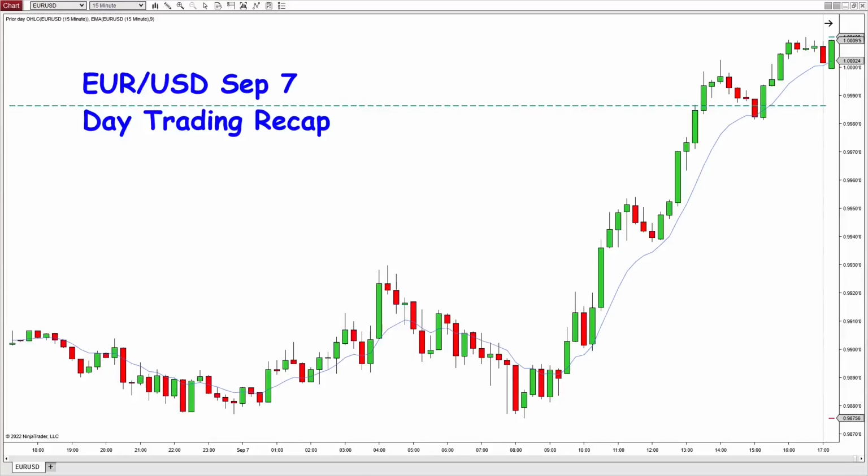Euro day trading recap on September 7th. This is the 15-minute chart. After the London Open, it tries to go up here, but slowly going down. So we can see that this part of the market is very slow, and then there are a lot of overlaps. This means the weakness of the market.